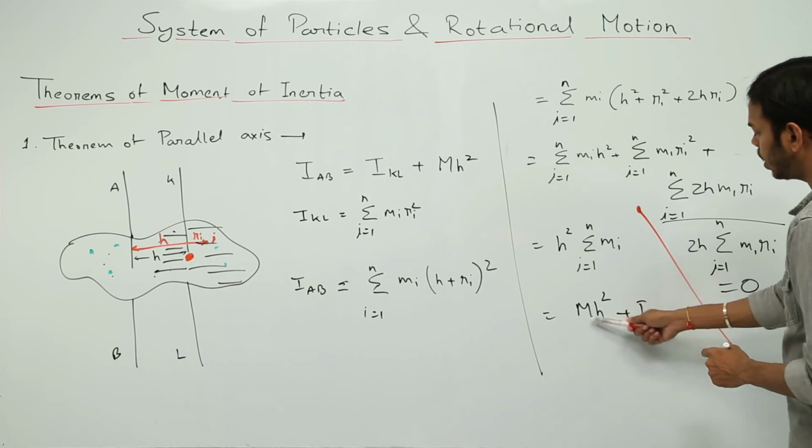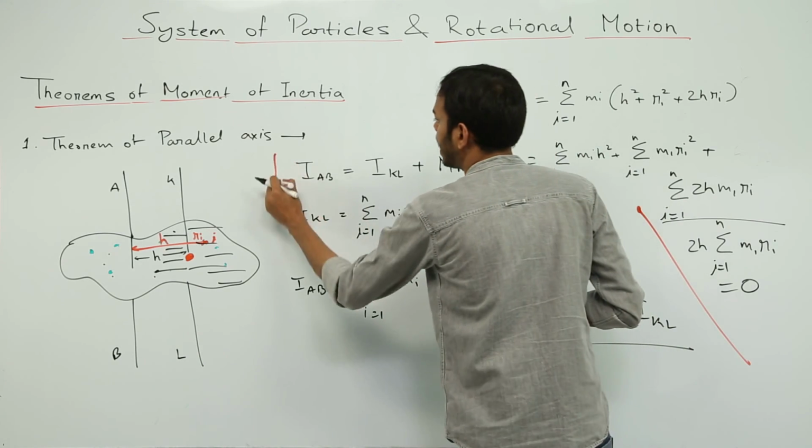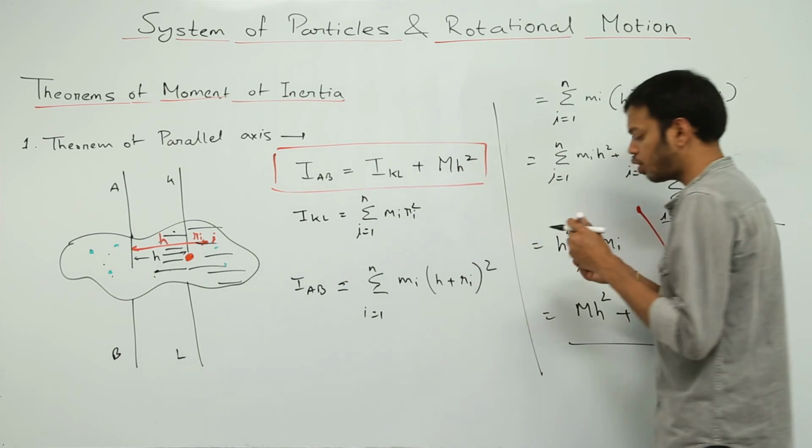So what we are left with is only this much, and this is what the theorem of parallel axis states. So this is the proof of the theorem of parallel axis.